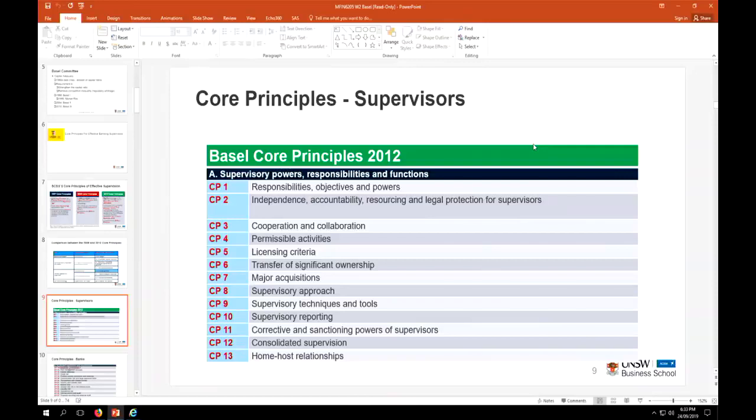8, supervisory approach. So supervisors have to set out how they're going to supervise banks, what techniques and tools they're going to use, what reporting will occur, what sanctions they can apply, how they will apply consolidated supervision of banking groups. And 13 is home-host relationship, right? So that's basically home-host relationship between regulators. How do they cooperate?